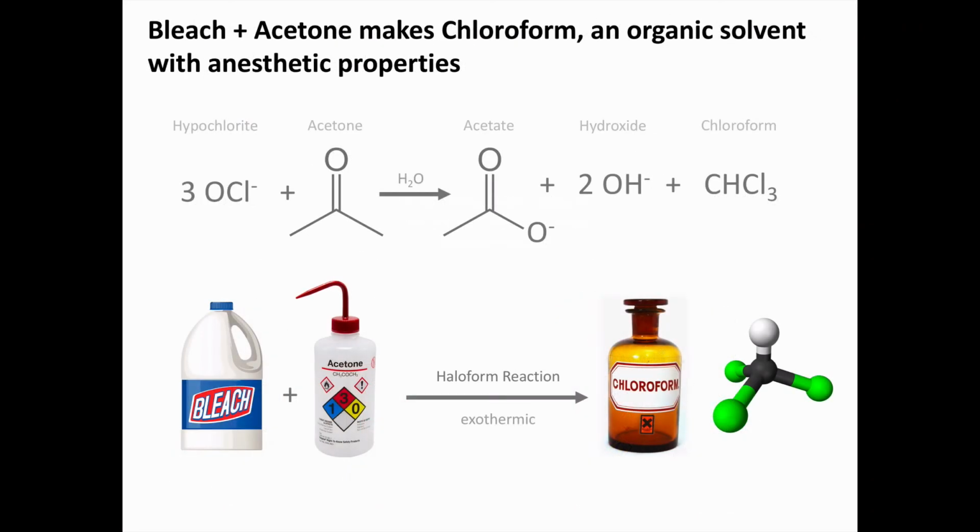Mixing bleach with acetone makes chloroform, an organic solvent that used to be used as an anesthetic agent. Despite how it's depicted in popular media, chloroform does not rapidly knock people out. But it could cause CNS depression or other toxic effects if you were exposed to enough of it for a long enough time. And that's just highly unlikely to occur in an accidental mixing incompatibility setting. Mixing hypochlorite and acetone produces acetate, hydroxide, and chloroform. Now we're going to watch our final video clip demonstrating this reaction.